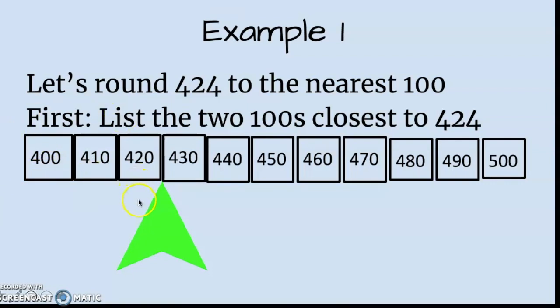1, 2, 3. 3 hops. Now let's hop from 500 to 424. 1, 2, 3, 4, 5, 6, 7, 8. That's 8 hops it took me to get from 500 to 424. Is it closest to 400 or is it closest to 500? I took 3 hops to get from 400 to 424, and it took me 8 hops to get from 500 to 424. If you say 400, you are correct.